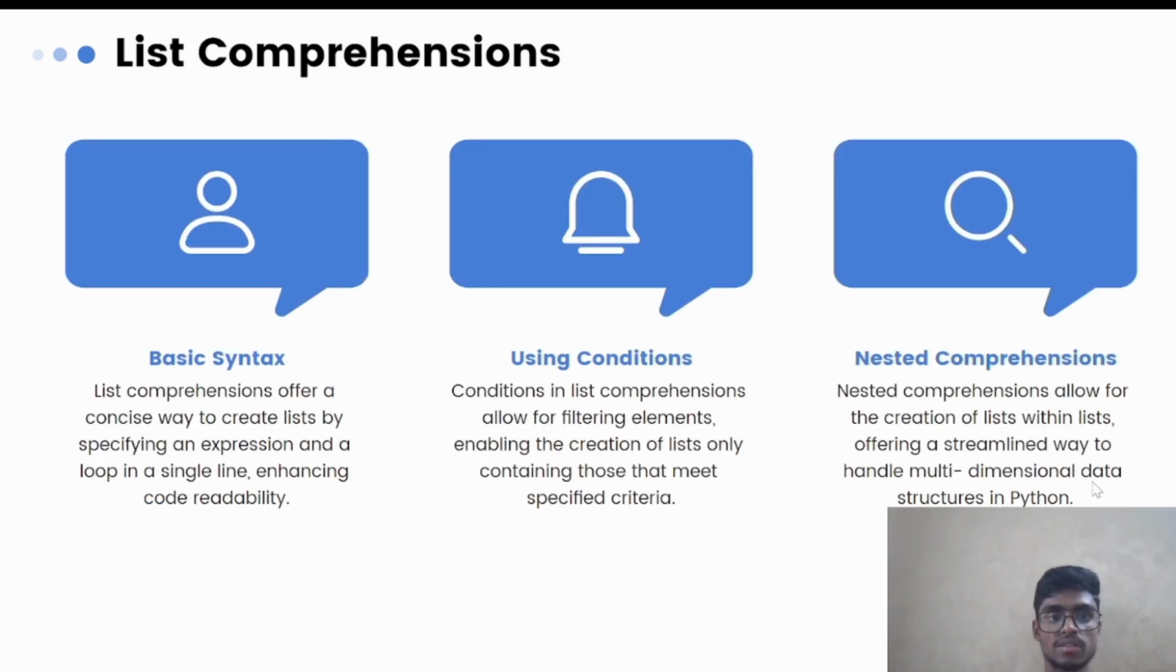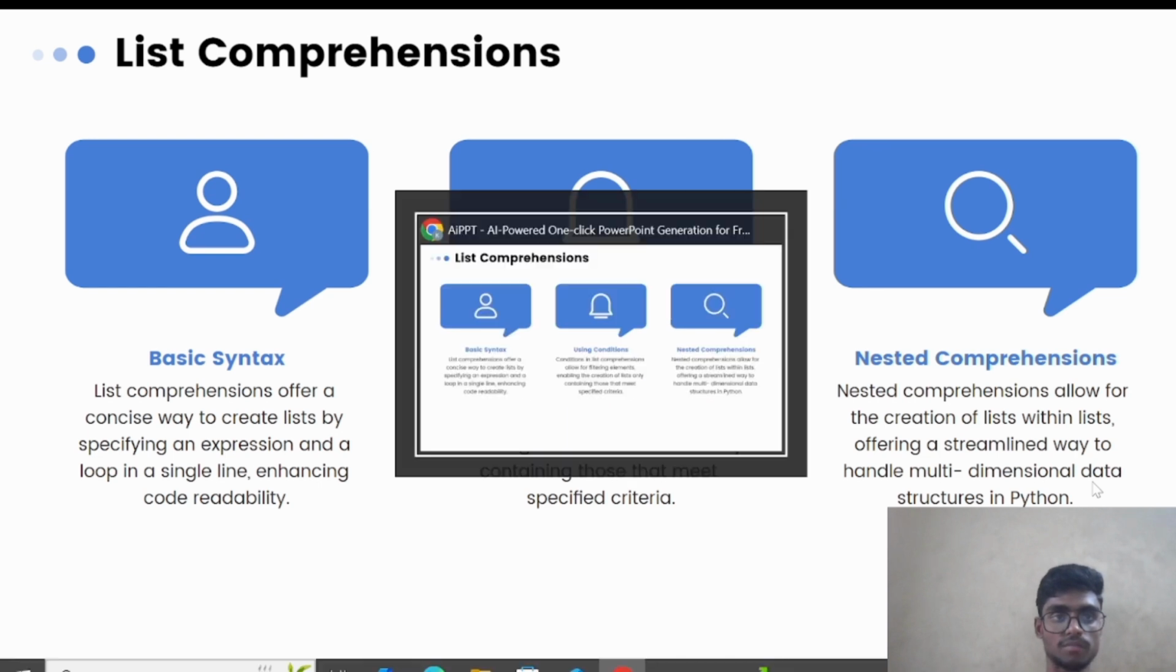How can we use list comprehension? Basic syntax: list comprehension offers a concise way to create a list by specifying an expression and a loop in a single line, enhancing code readability. Using conditions in a list comprehension allows for filtering elements, enabling the creation of lists containing only those that meet specified criteria. Nested comprehension allows for the creation of a list within a list, offering a streamlined way of handling multi-dimensional data structures in Python.